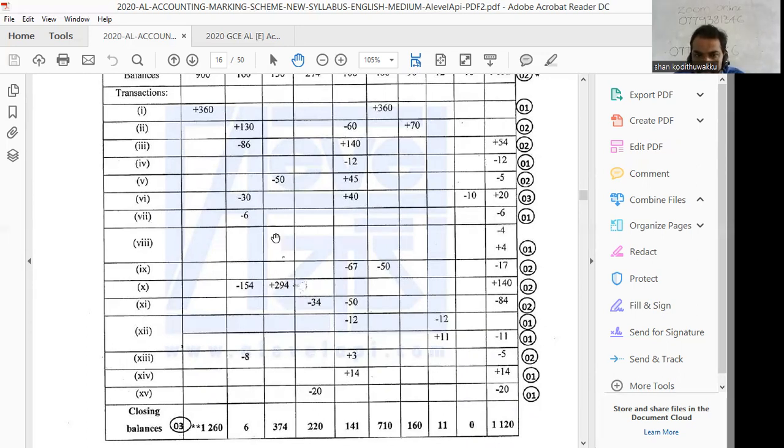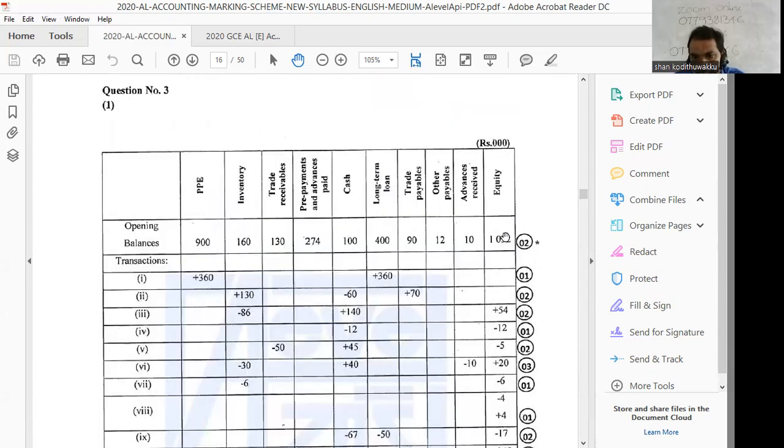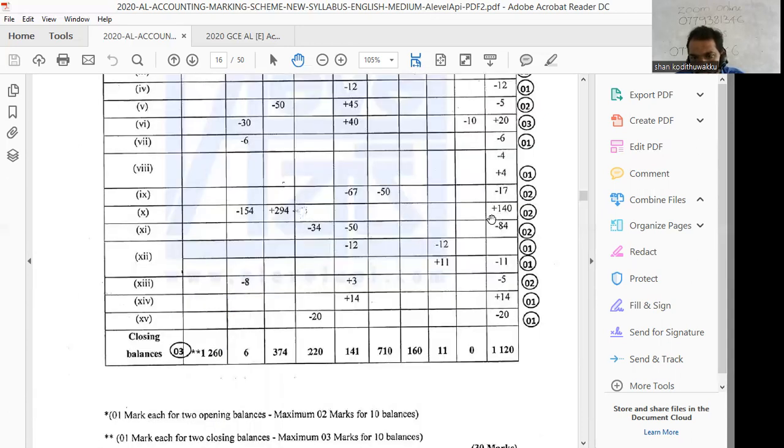Then the difference between the actual sales value of the service and the cost of the maintenance material, the profit, is 140,000 rupees. As it will increase the equity, they have put plus 140,000 rupees under equity. That is adjustment number 10. Fine. We can move to adjustment number 11.